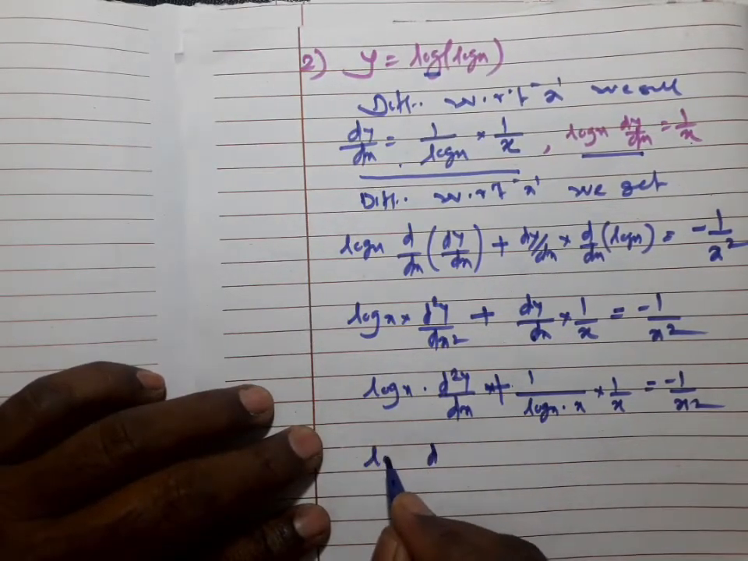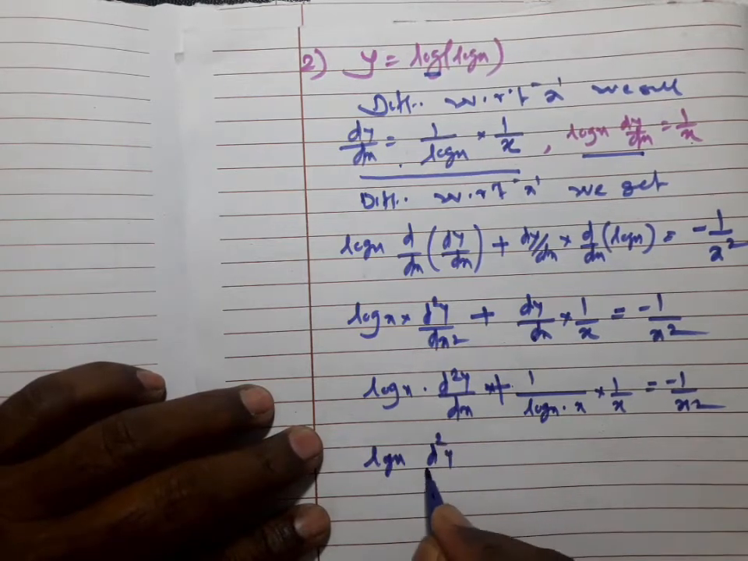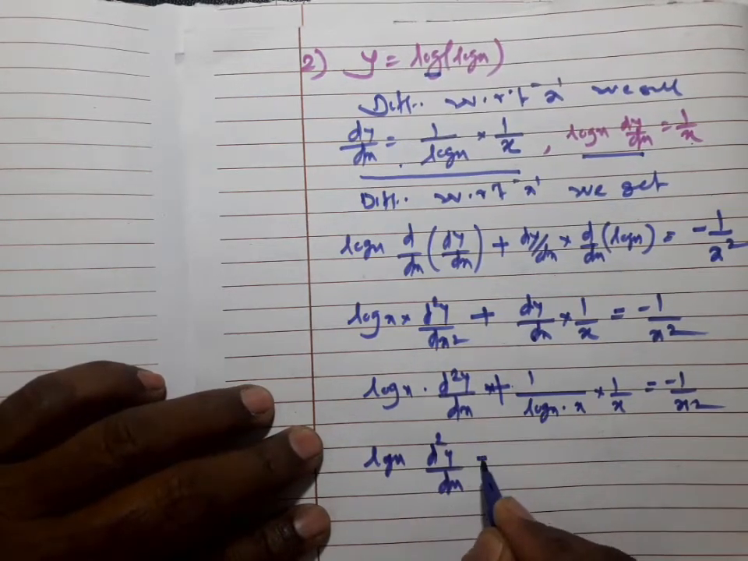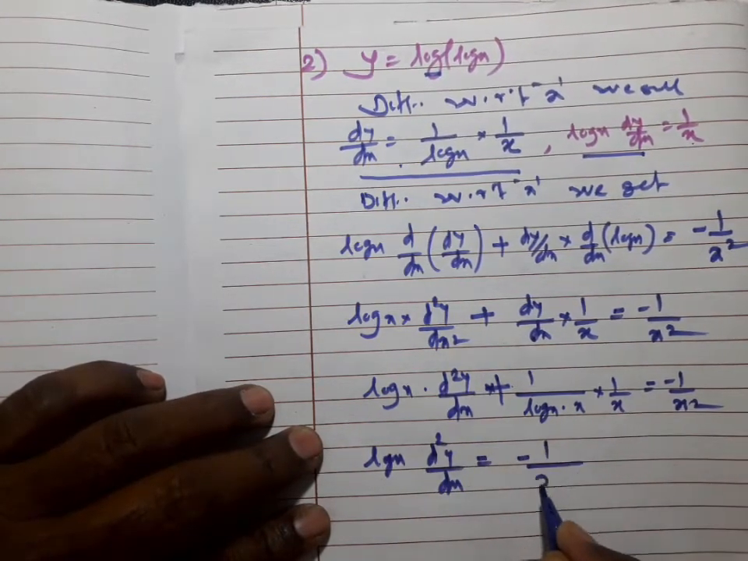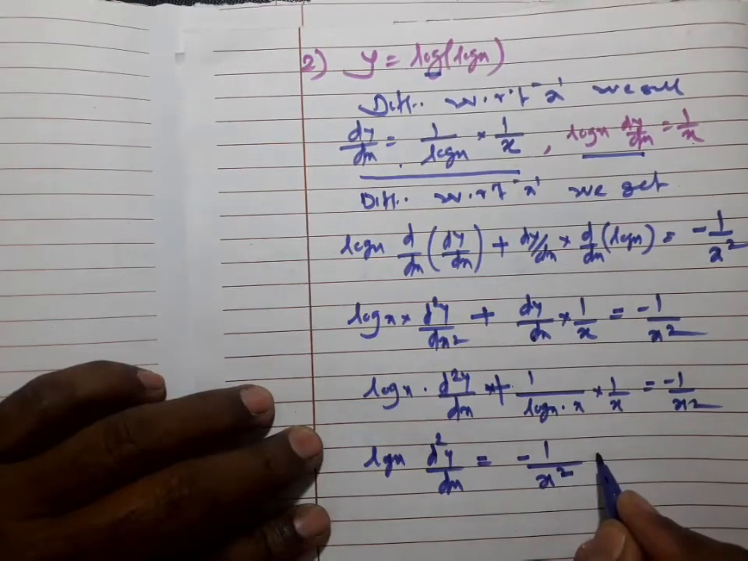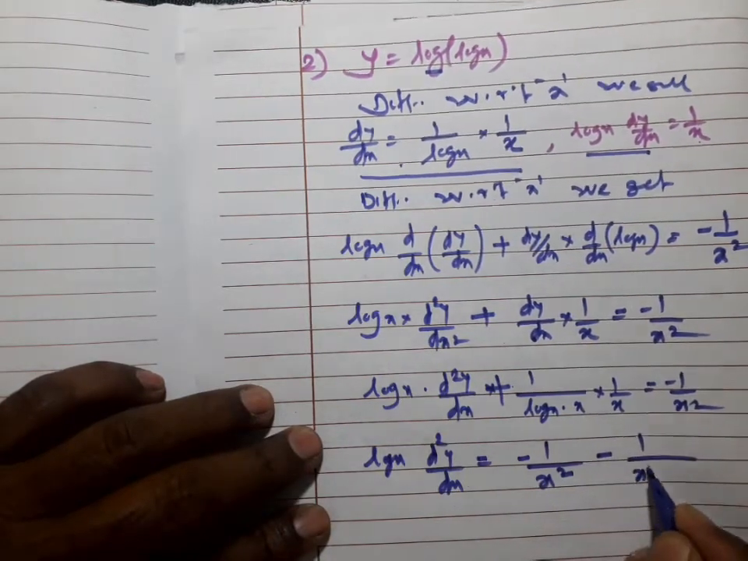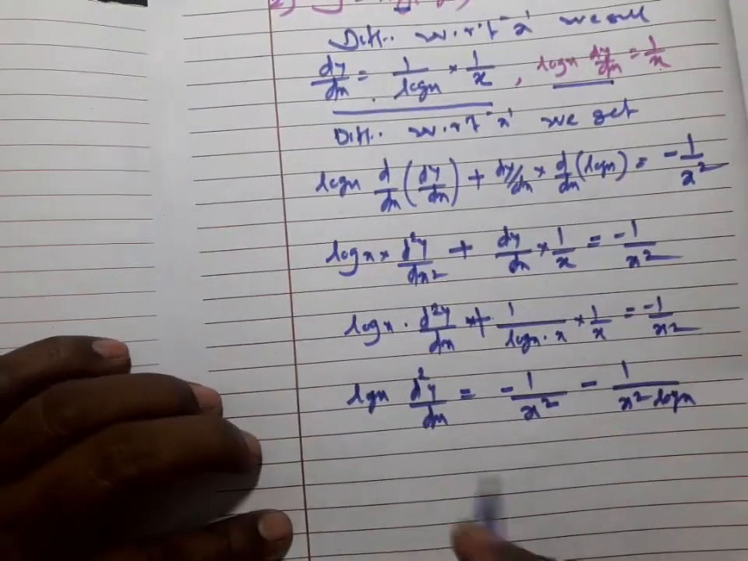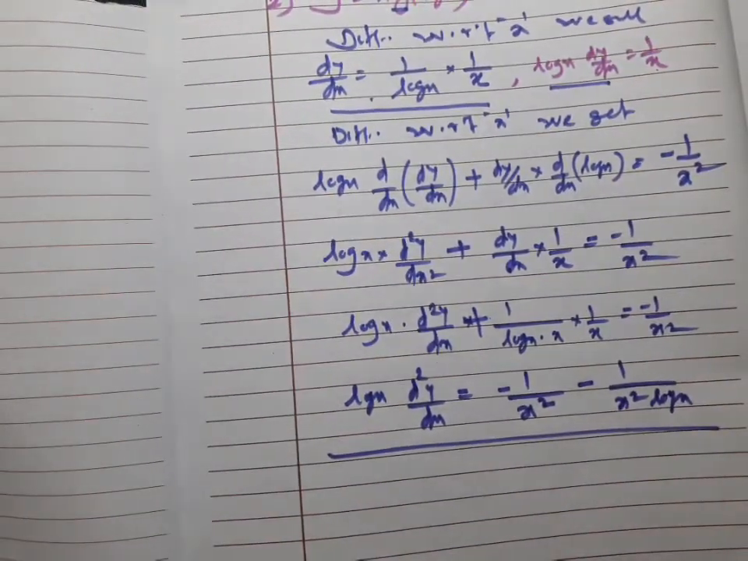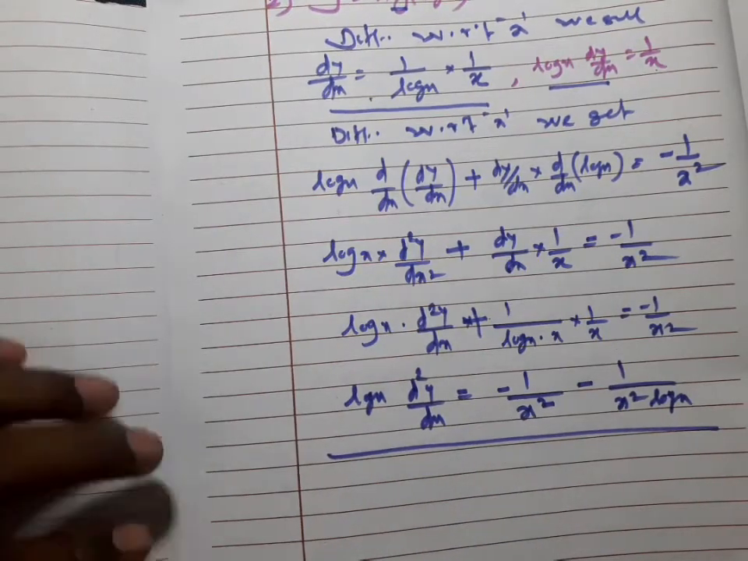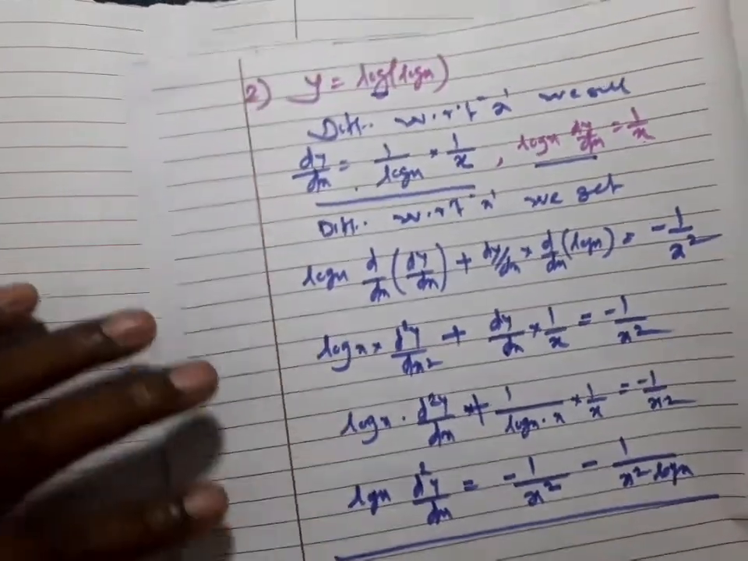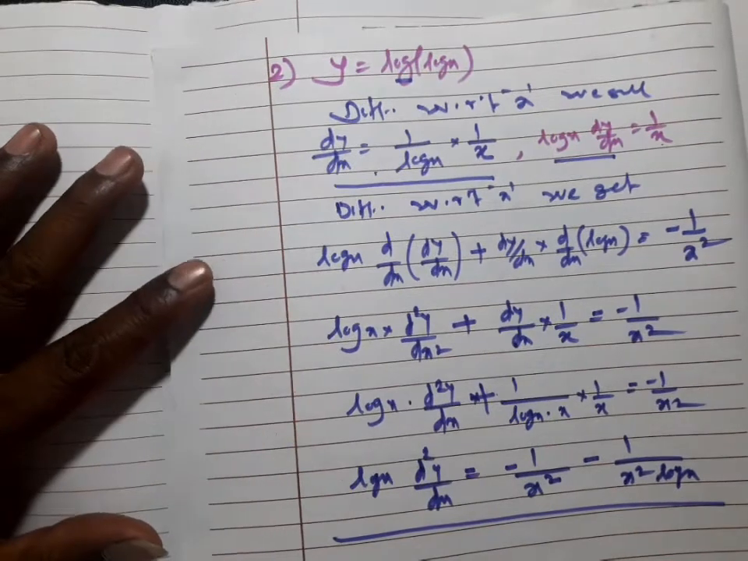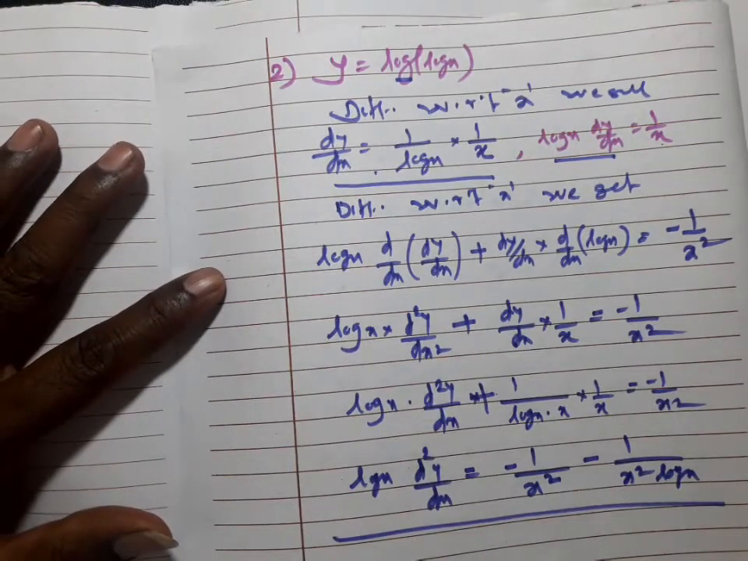Finally, log x, d2y by dx square is equal to minus 1 upon x square minus 1 upon x square log x is the final answer, or further you can put log x on that side also. So this is second order derivative, example number 2.